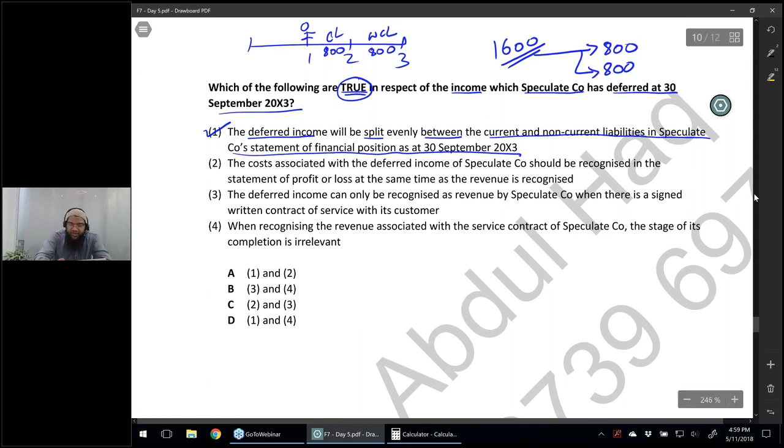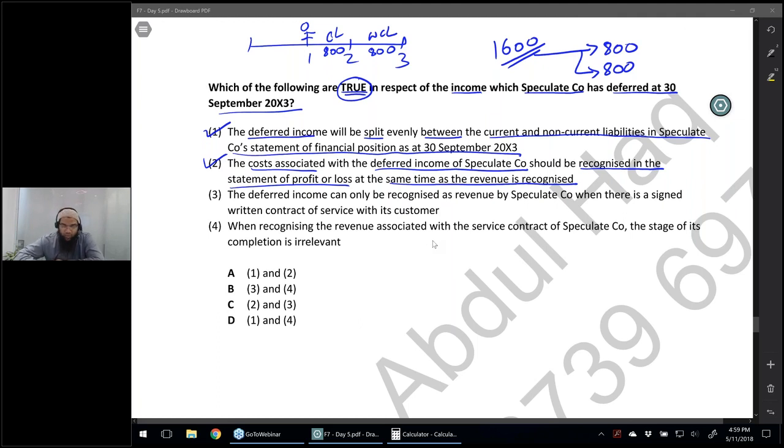The cost associated with the deferred income of Speculate company should be recognized in the statement of profit or loss at the same time as revenue is recognized. So when the revenue will be recognized, at the same time the cost will be recognized. Yes, this is called the matching concept, that revenue and cost should match in the same accounting period. So statement 1 and 2 both are correct.